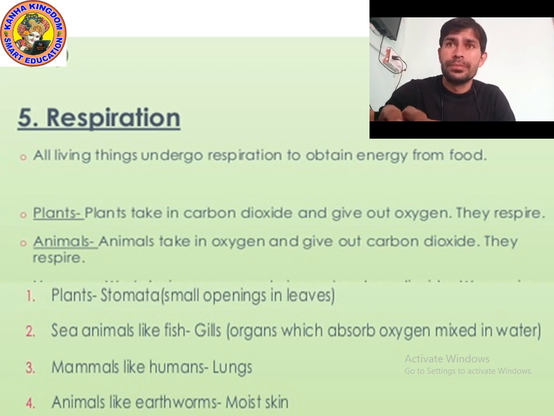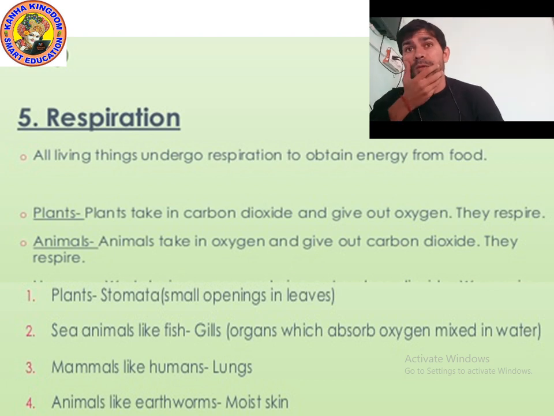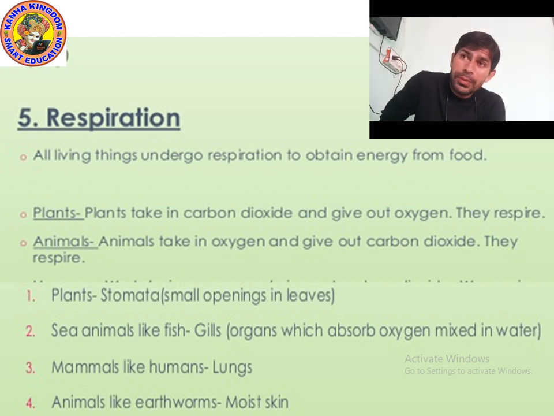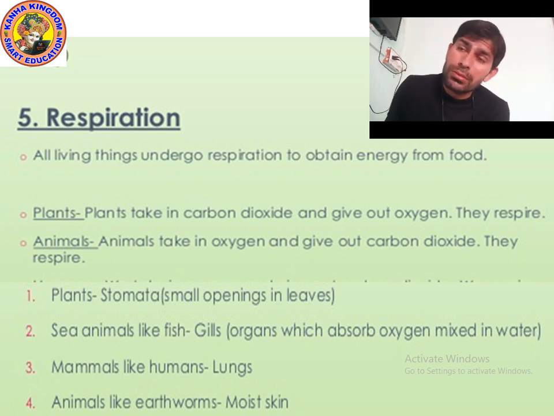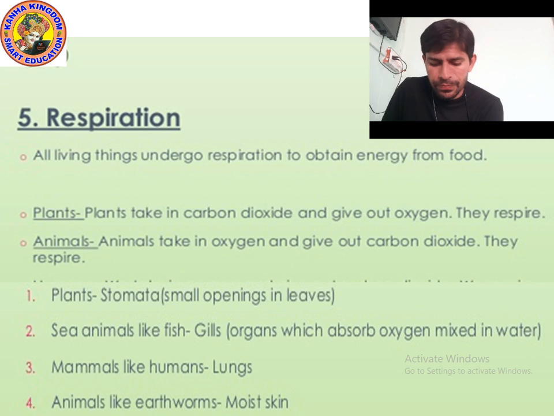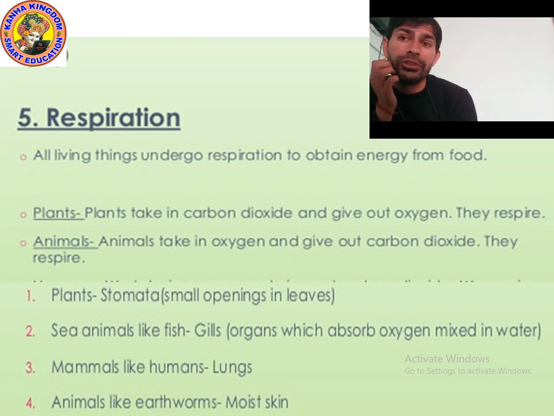You know that all living things undergo respiration to obtain energy from food. What is respiration? Respiration is the process in which we breathe in air. The air that we take helps to break down the food that we eat, and that's why we get energy from the food. So respiration is the process of breathing air to obtain energy from food.